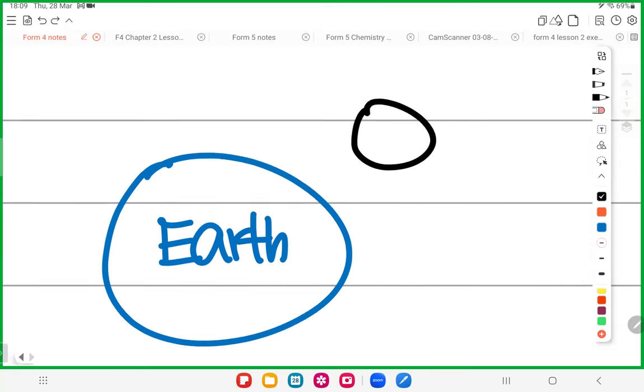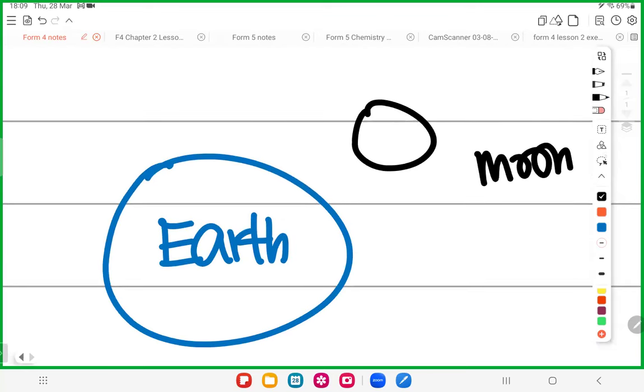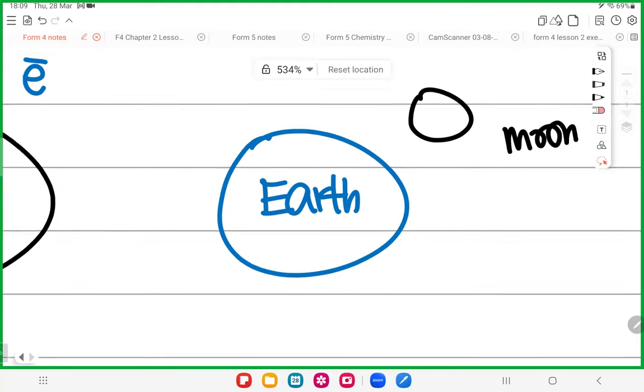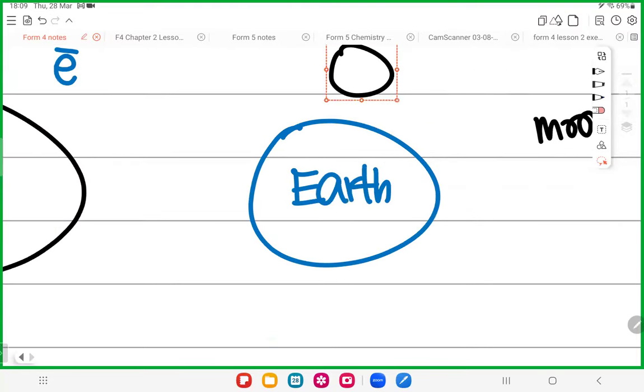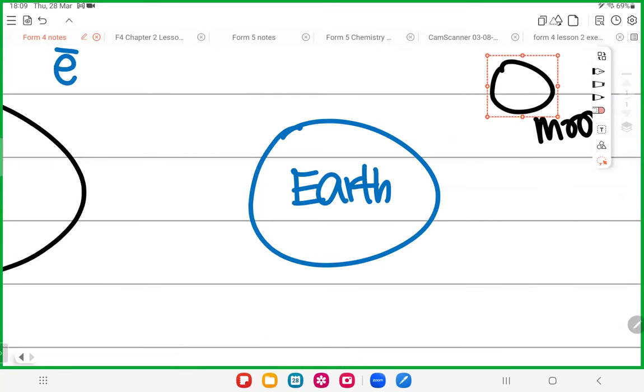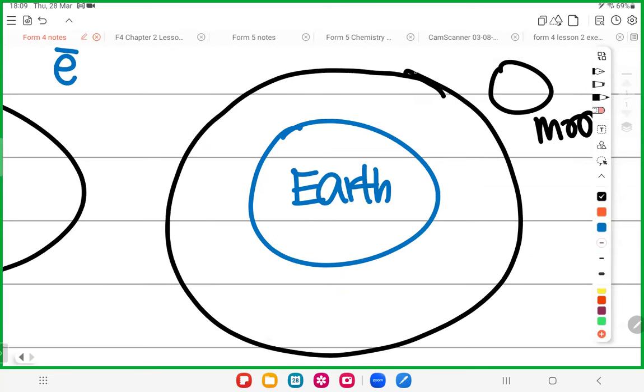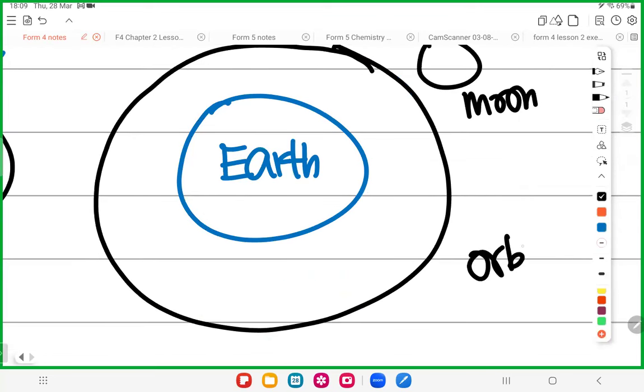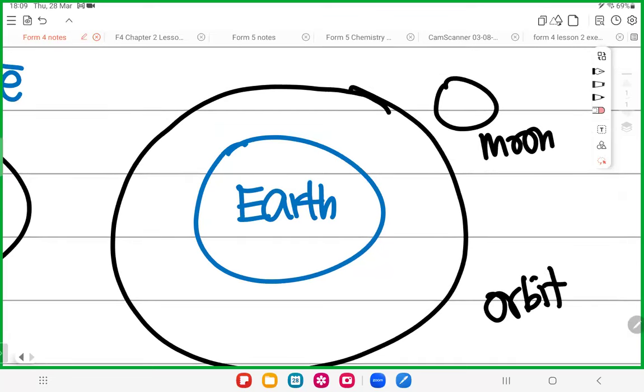So how is the moon moving, everyone? The moon is circulating the Earth, right? The moon has its own pathway, and in science this pathway is called an orbit. So the moon is moving in orbit.